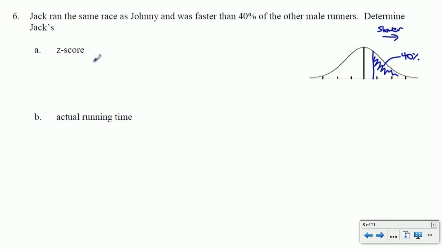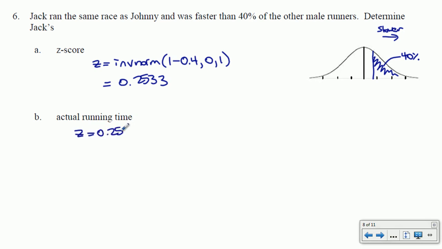If we want to find the Z score, we do inverse normal. And if we're working with a percentage to the right of the Z score rather than the left, as we did in number 4, we do 1 minus the percentage as a decimal, which is 0.4 in this case. And then we leave the mean and standard deviation the same. And this gives us a result of 0.2533. So now if we want to calculate his actual running time, we know his Z score, which is 0.2533, and we know the mean from earlier was 41.3, and the standard deviation as well, which was 3.3.